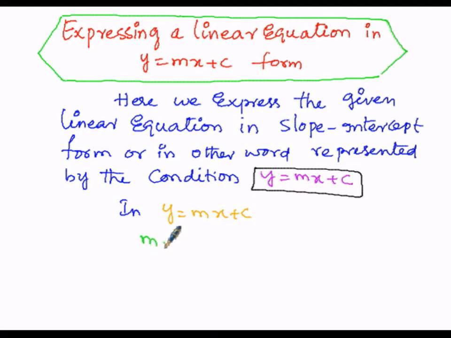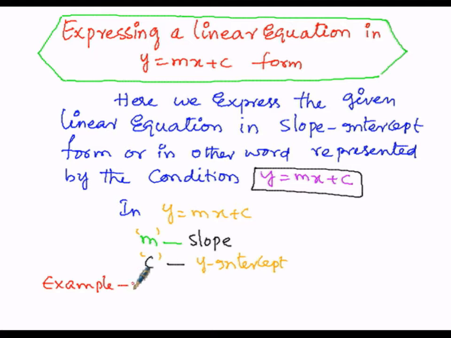this m is the slope, or the slope of the line, whereas c represents the y intercept. m indicates the slope of the line, and c is nothing but the y intercept. So, here we have to express the given linear equation in the form of y is equal to mx plus c. For this sake, let us perform a few examples.